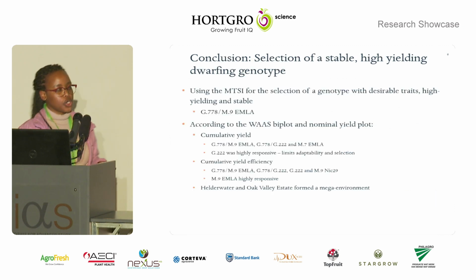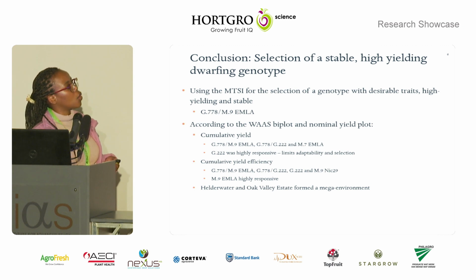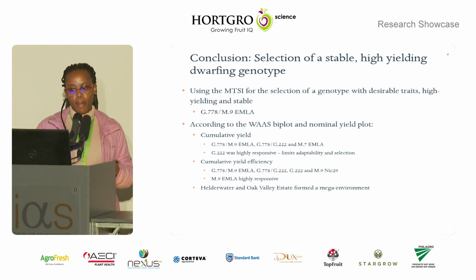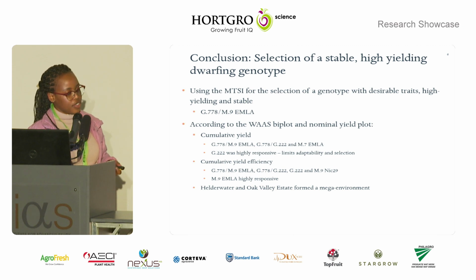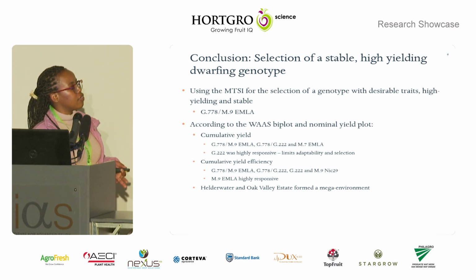So in conclusion, using the 3 different stability methods that I've just shown, G7789 was selected by the MTSI and was also selected based on cumulative yield by the WASP biplot and the nominal yield plot. Also, we see that G778 222 had high cumulative yield and cumulative yield efficiency. M7 EMLA was selected based on cumulative yield.